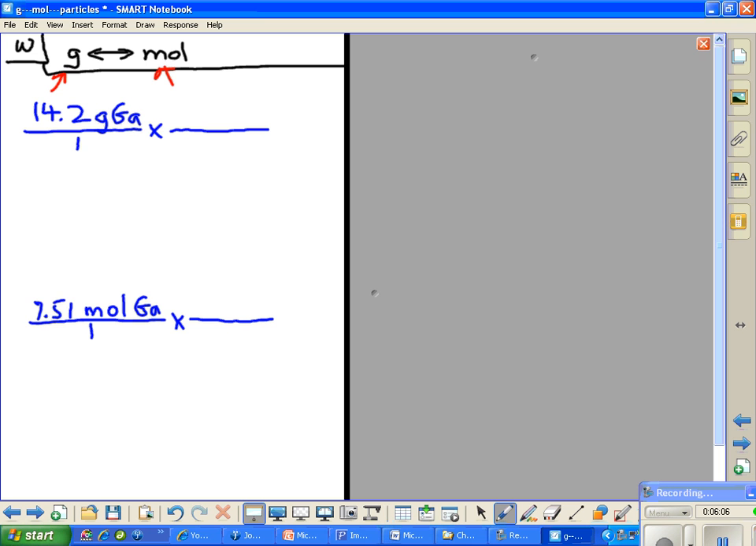And so in our first problem, which is right here, we're going to go ahead and get started and have our 14.2 grams of gallium, and we're going to convert that into moles. And to do that, we look at the periodic table. And in the periodic table, we see that gallium is 69.723 grams of gallium. Notice we have to have the grams on the bottom of the fraction. On the top, we have 1 mole.